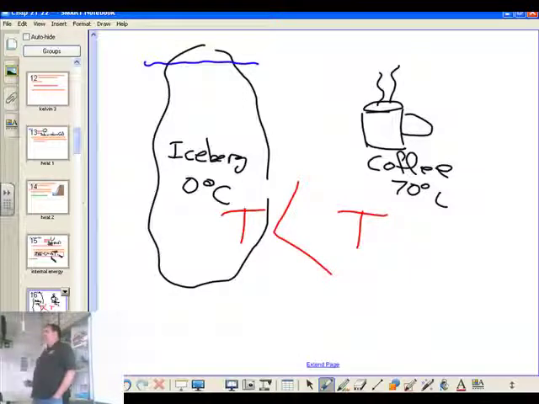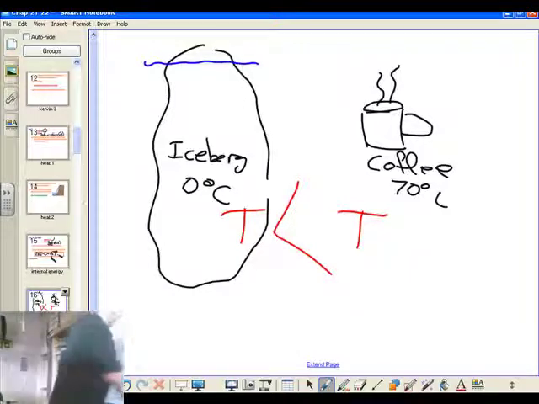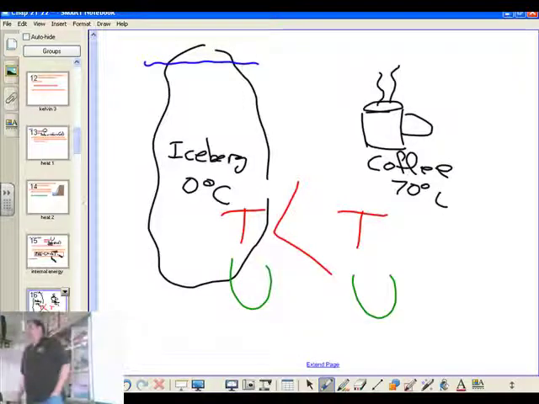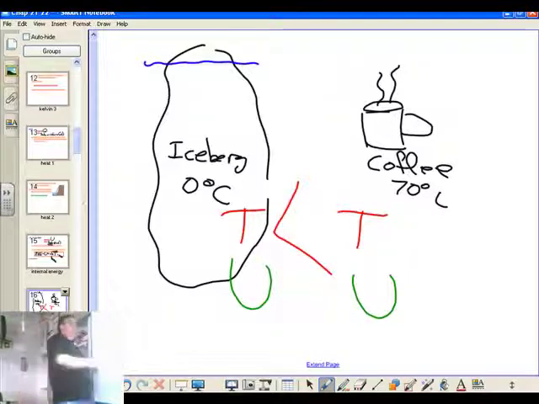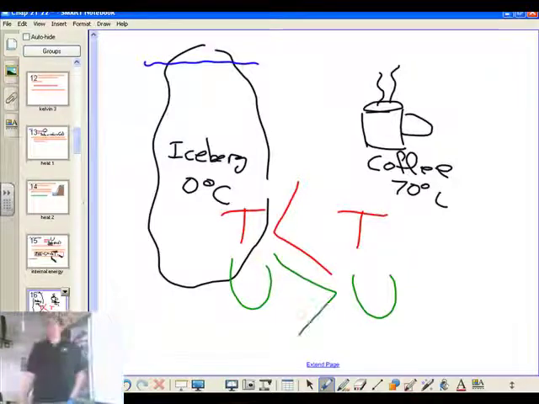Remember, how many molecules is temperature talking about? One. The average one. The internal energy of the coffee and the iceberg, which has more internal energy? The iceberg has much more internal energy because it has much more mass.